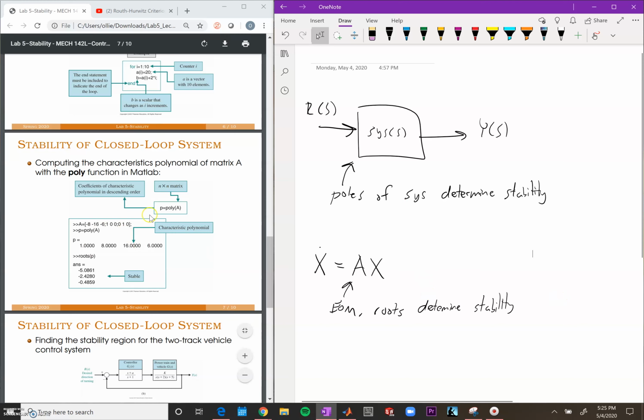So if you go through this example here, these are the poles of the equation of motion, the characteristic polynomial, and the roots are all negative. So this is a stable system.